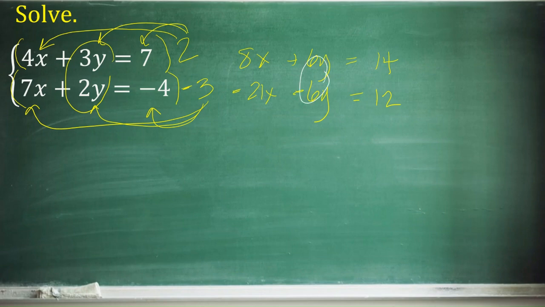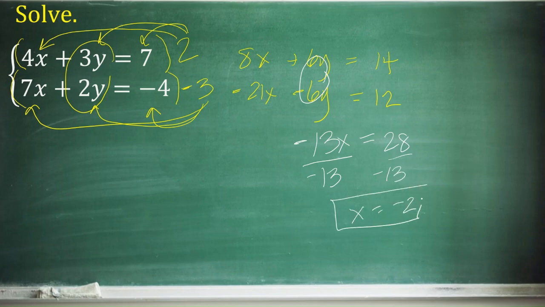So now I'm just going to combine the equations. 8x minus 21x is negative 13x, equals 14 plus 12, which is 28. And now I'm just going to get x by itself. The way I do that is I divide by 13 on both sides, and x equals negative 2. So that is my x value.